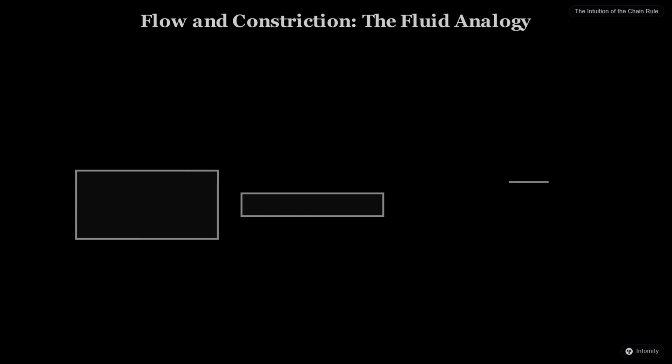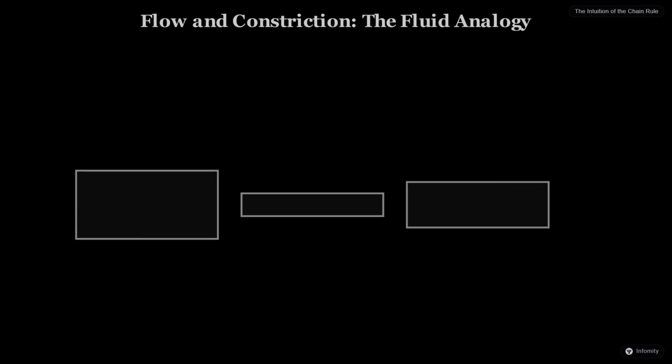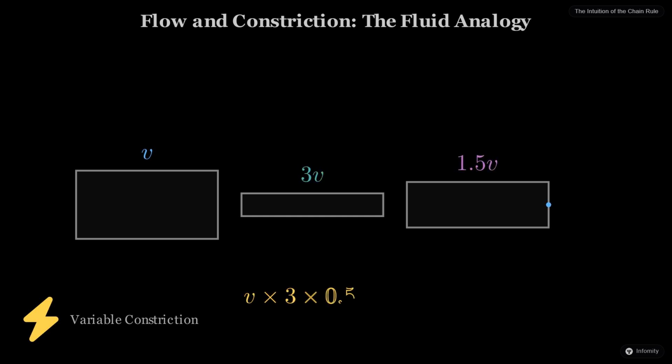We can also visualize the chain rule as fluid flowing through pipes of different widths. If the first pipe narrows, the water must speed up to maintain the flow. Think of it like a garden hose with multiple nozzles. The total increase in speed from the beginning to the end is the result of every individual constriction. Each constriction is a derivative, and the total flow rate is their combined product.